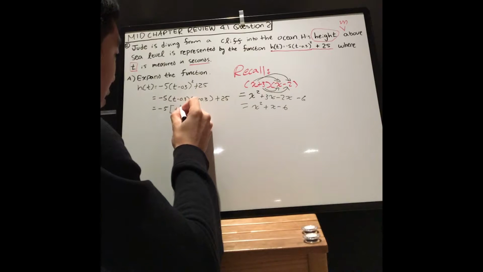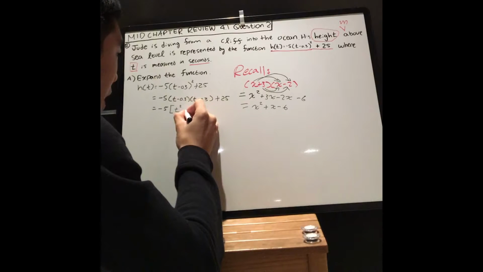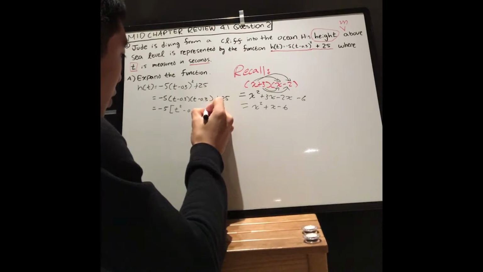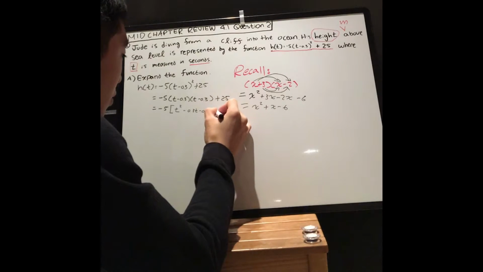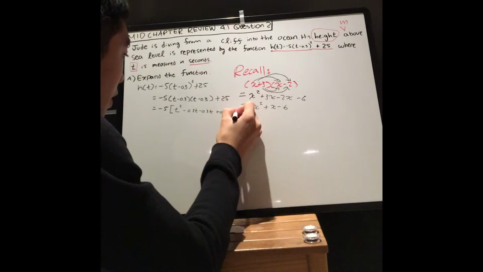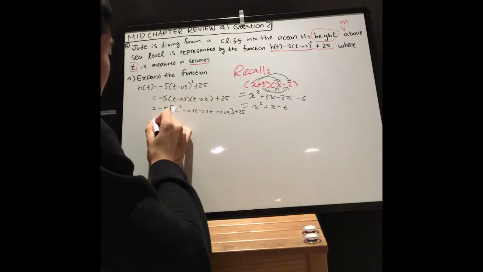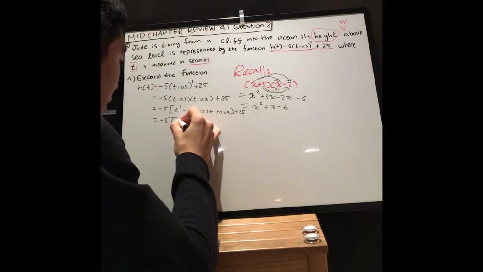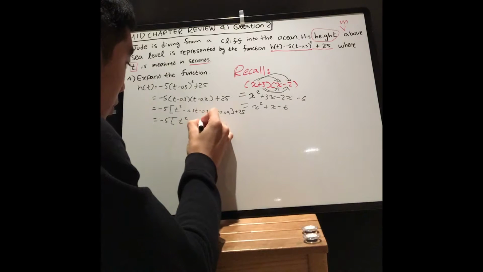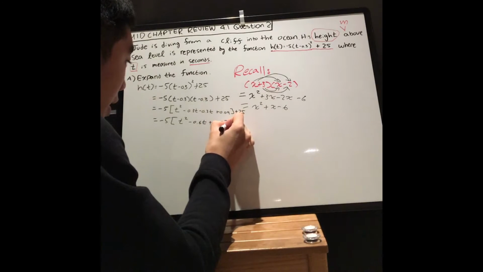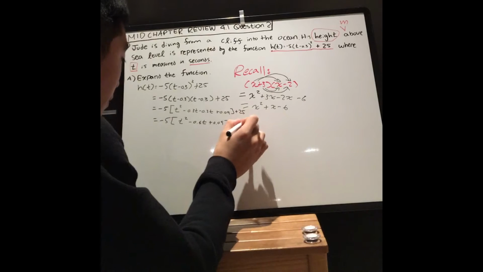So t² - 0.3t - 0.3t again, and then the last term is positive 0.09. Don't forget the + 25. Now, to further simplify, this would be -5(t² - 0.6t + 0.09) + 25.